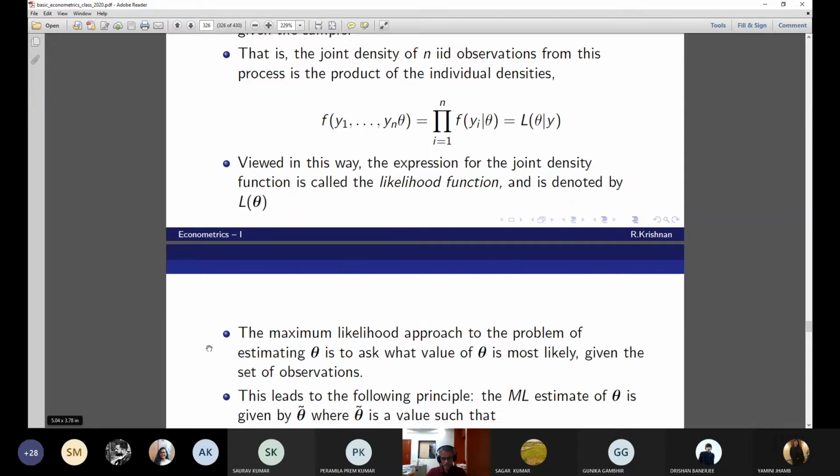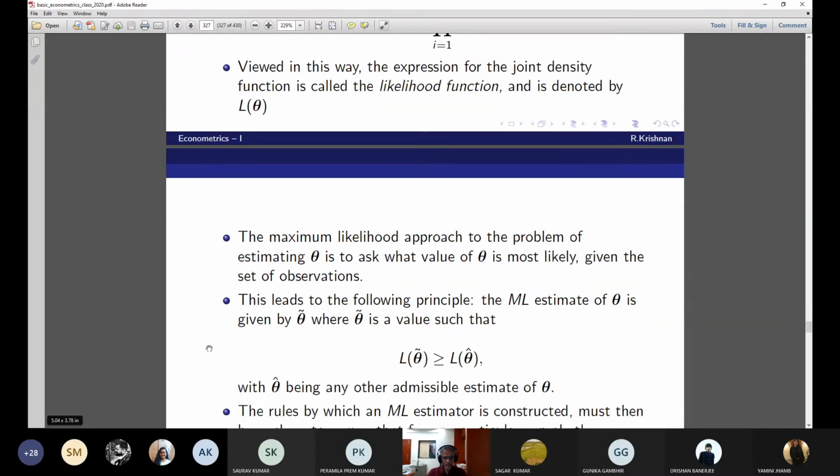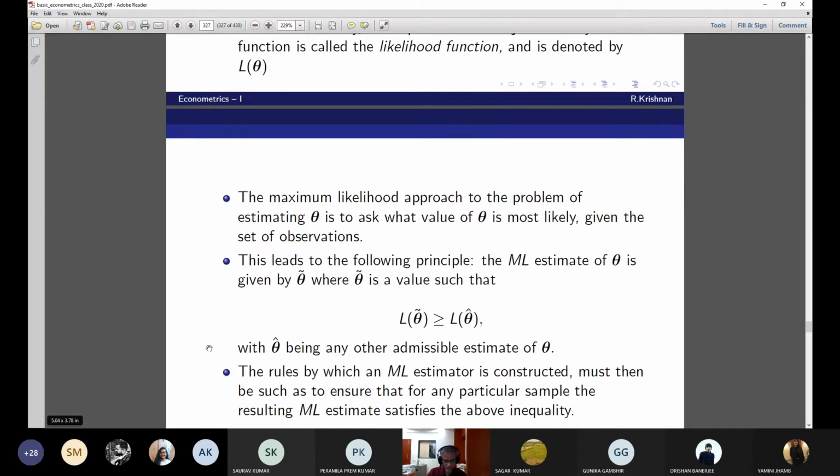So this leads to the following principle. The ML estimate of theta is given by theta tilde, where theta tilde is a value such that the likelihood of theta tilde is greater than or equal to L theta hat, where theta hat is any other admissible estimate of theta. The rules by which an ML estimator is constructed must then be such as to ensure that for any particular sample, the resulting ML estimate satisfies the above inequality.